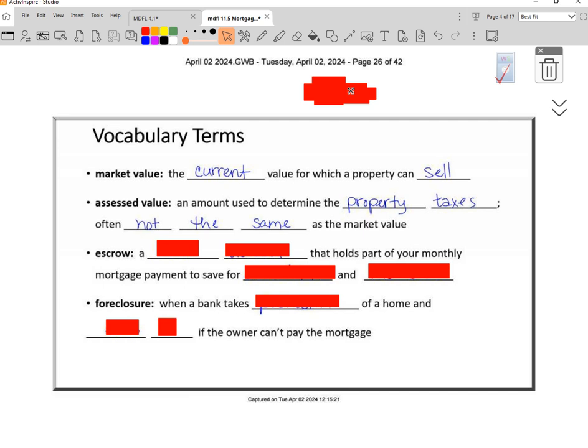So they insist that you pay them the premium for that insurance, and then they pay the premium for you. So every month you pay an amount to pay back the loan amount. Every month you pay a month's worth of taxes, and every month you pay a month's worth of insurance to the bank, and they put the taxes and the insurance money in an escrow account. Does that make sense? Okay. So, an escrow is a separate account with the bank.